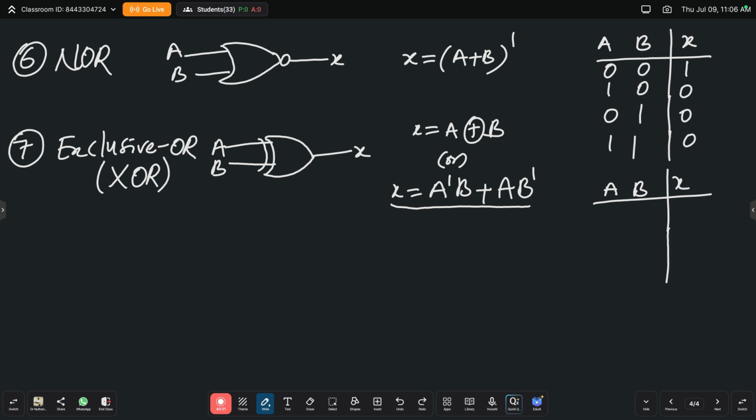now tell me, now 0, 0. Then what is the output? First, when you read 0 from here and B 0, right? Output is X. What is X now? A dash B. What is A dash? 0 dash 1. What is B? 0. 1 0. How much? 1 0. AND gate.